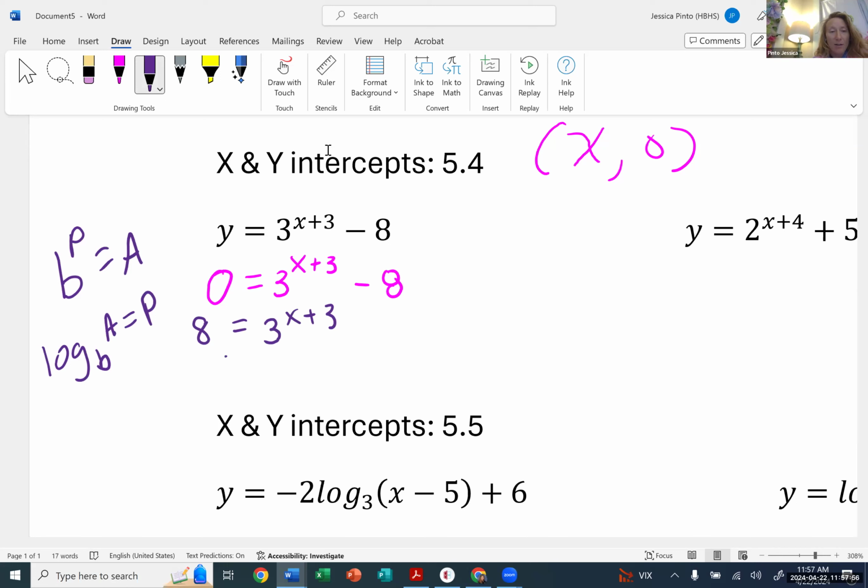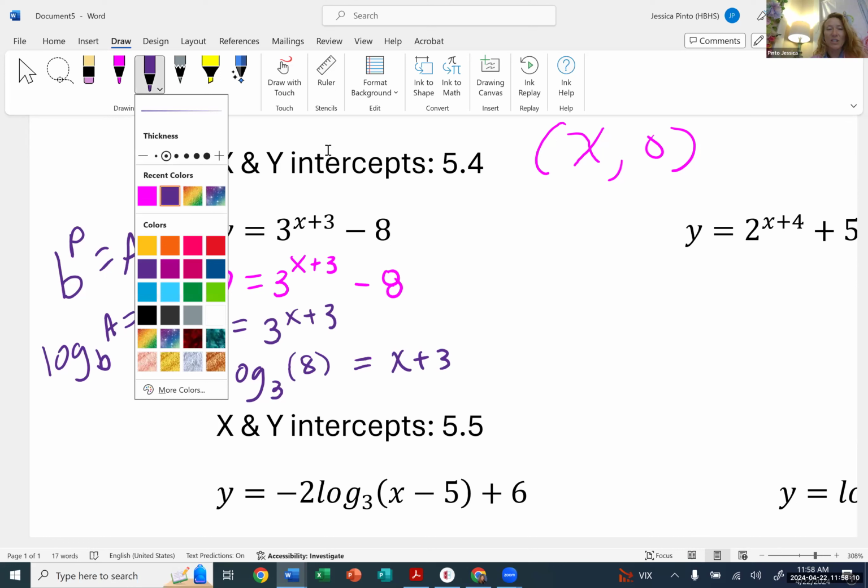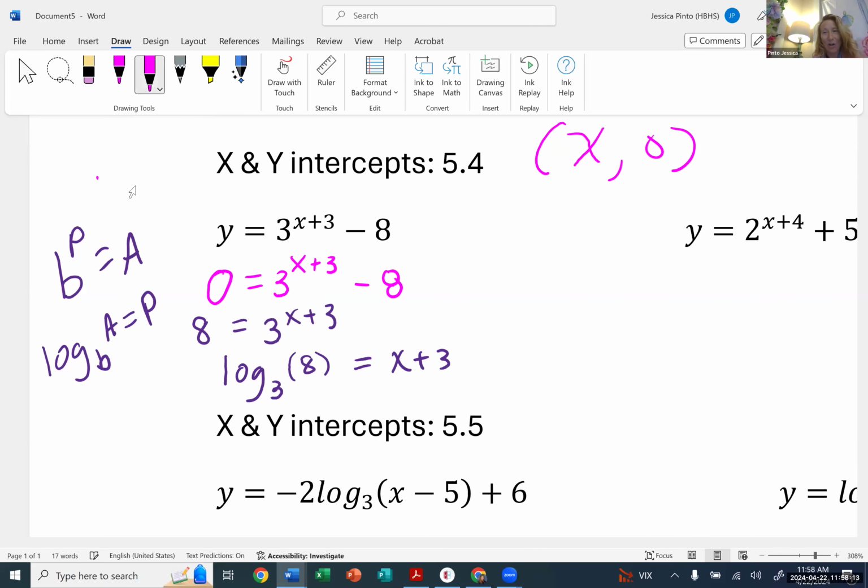So that's going to say log, the base is 3, the answer is 8, and it's equal to the power of x plus 3. So, yep, this one has the word log in it because 3 to nothing that we know, that's like a whole number, is going to give us 8. And so then my last step is to subtract the 3. So my exact answer as the x-intercept is going to say log, I'm going to do the base change formula, log 8 divided by log 3, and then minus 3 comma 0.